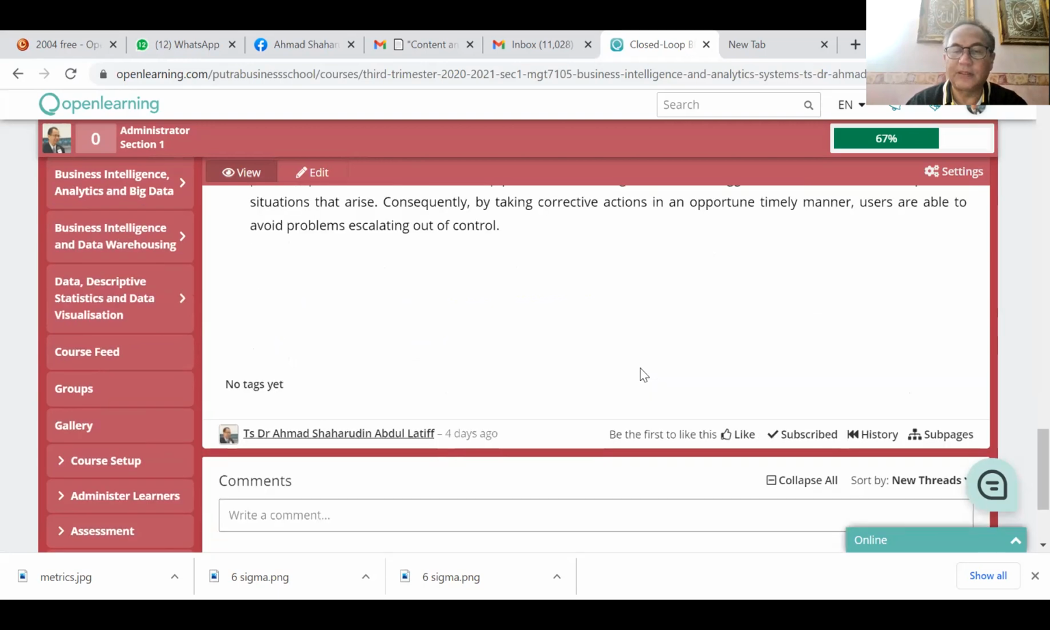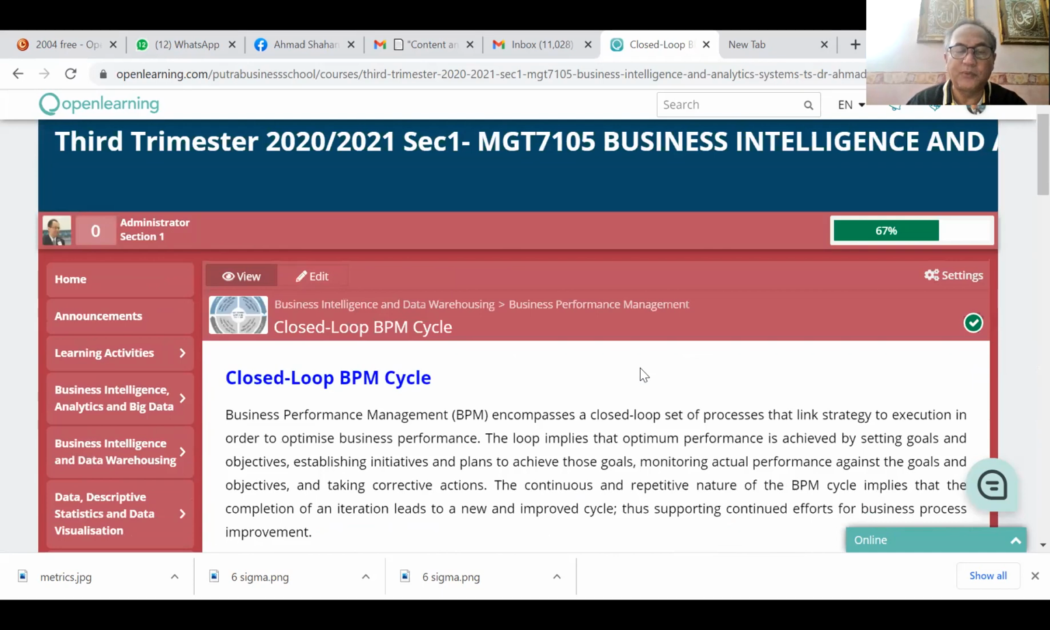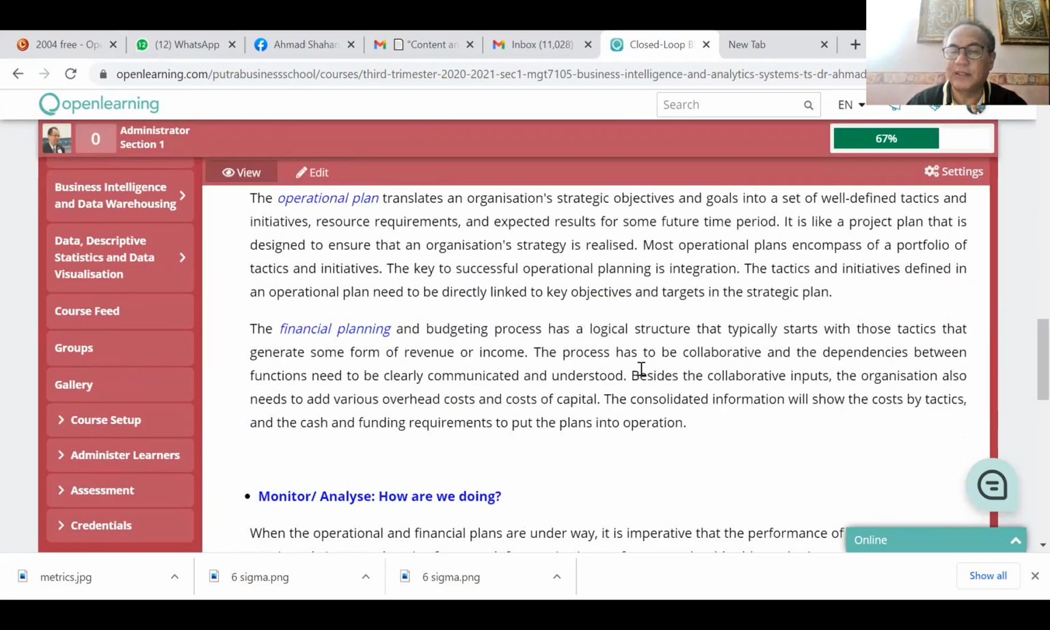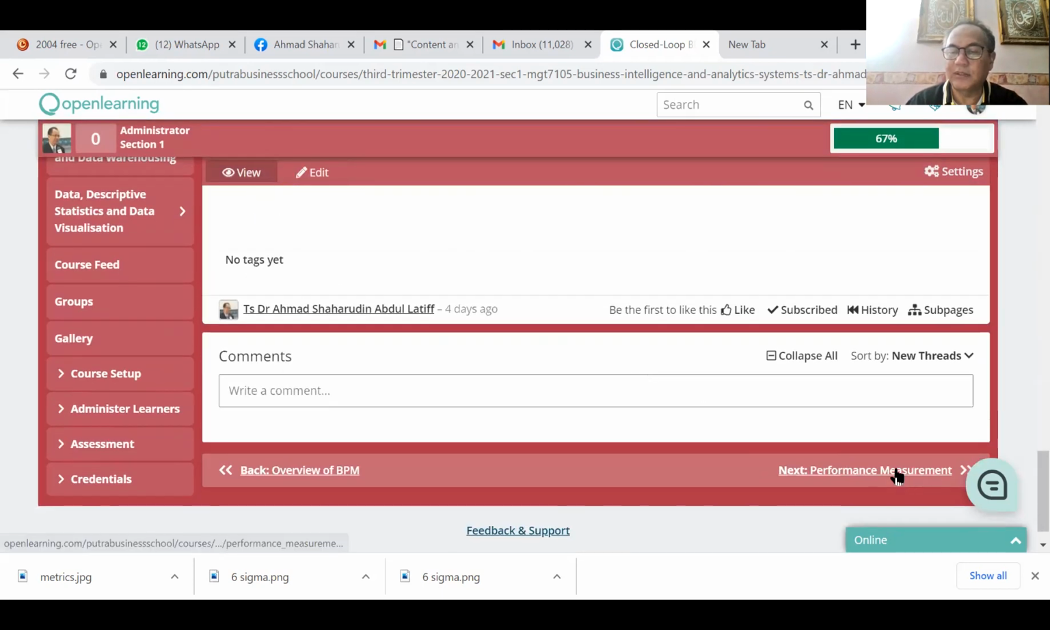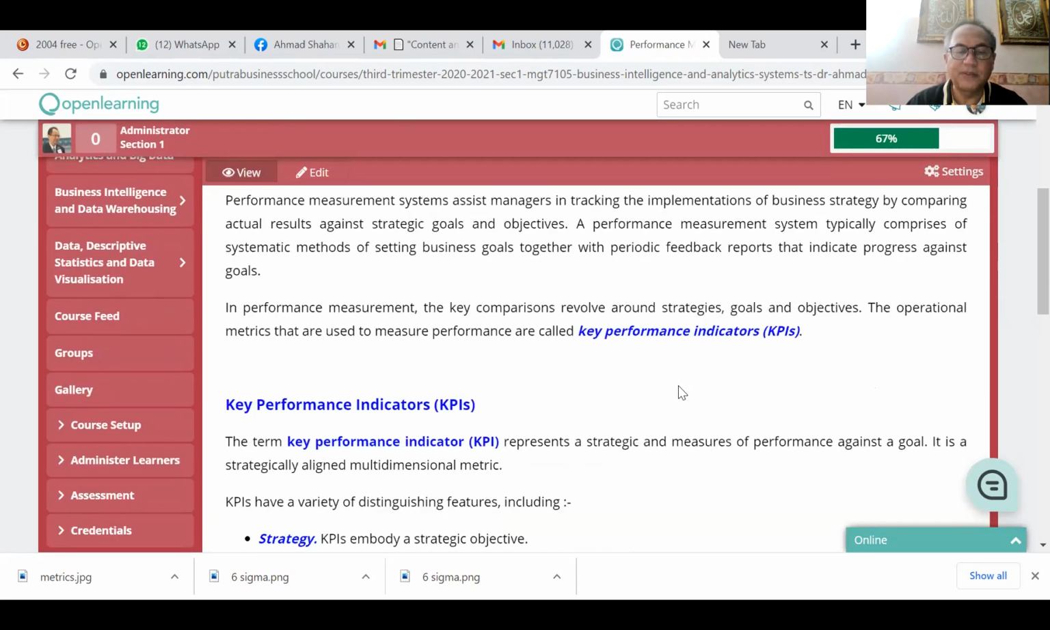Okay, that is about business performance management. So what do we do from this BPM cycle? We need to do performance management. This is a KPI.